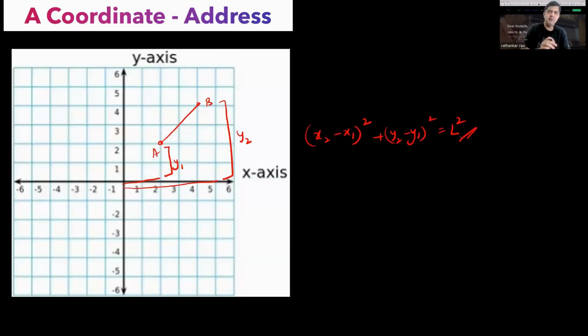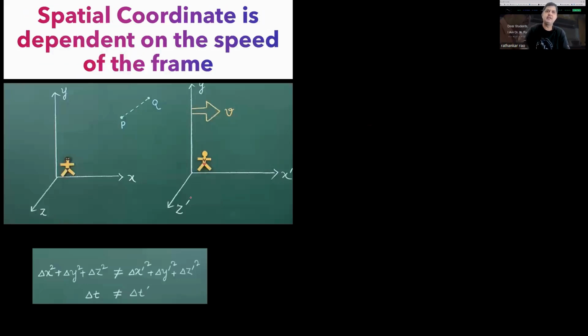Now, this is in case of a stationary frame. But if the frame is moving with a higher velocity, and from the moving frame of reference you are watching this, then in that case, the length PQ that I had mentioned earlier will not be the same.